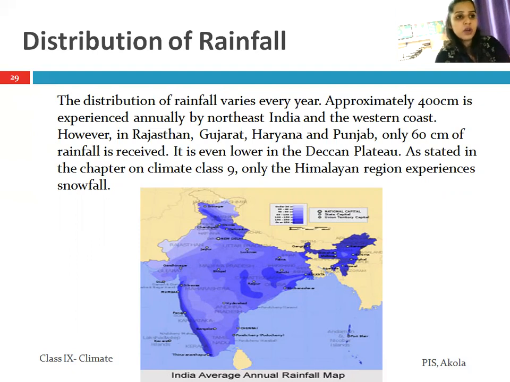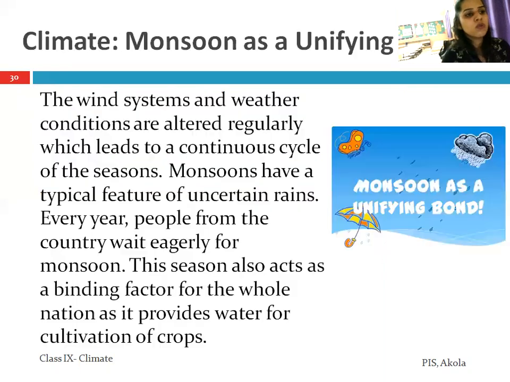One part of the nation receives approximately 400 centimeters, whereas there are a few regions which receive just 60 centimeters of rainfall, which includes Rajasthan, Gujarat, Haryana and Punjab. It is even lower in the Deccan Plateau, as stated in the chapter of Climate class 9. Only the Himalayan region experiences snowfall in India. It's not compulsory, but the majority of the time the Himalayan region is the only place which receives snowfall.